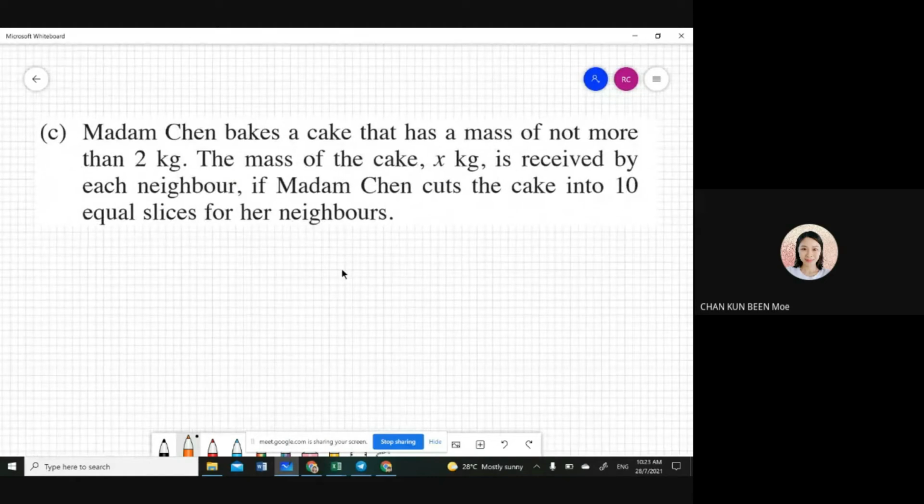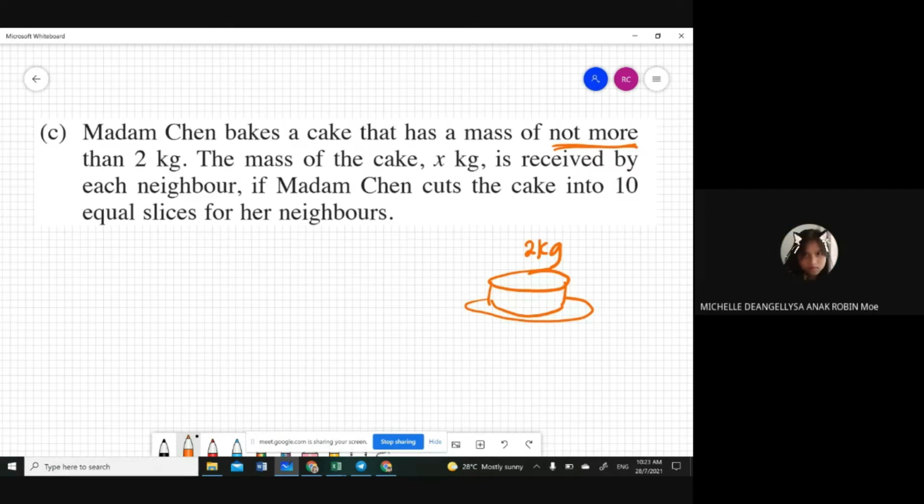So look at question C here. Make sure you focus. Madam Chen bakes a cake that has a mass of not more than 2 kg. So you have to imagine she makes a cake. The mass is not more than 2 kg. If it is 2 kg, not more, meaning what? What is the symbol that you use? Less than. Can it be the same as 2 kg or not?